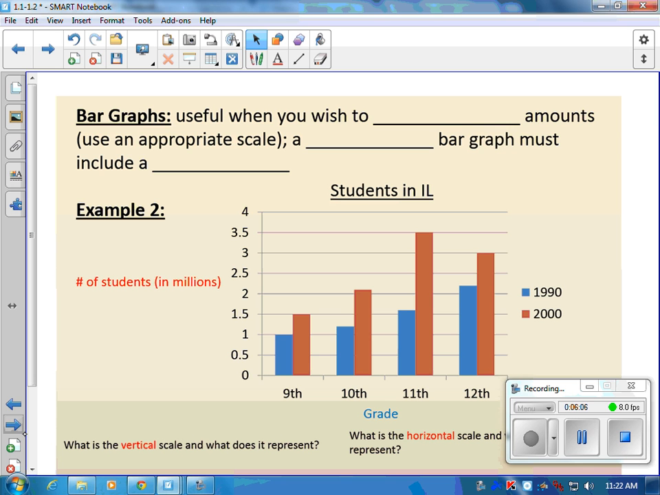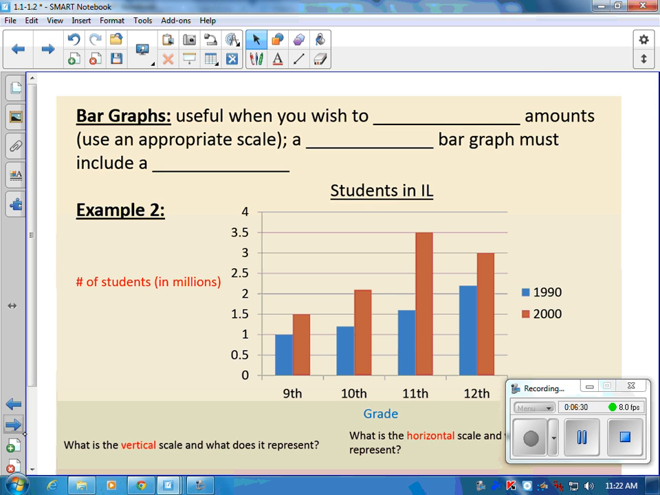And then the second set, a blank bar graph must include a blank. Did you find that one under example 2? Dante, did you find that one under example 2? What'd you get? And what was the first blank?